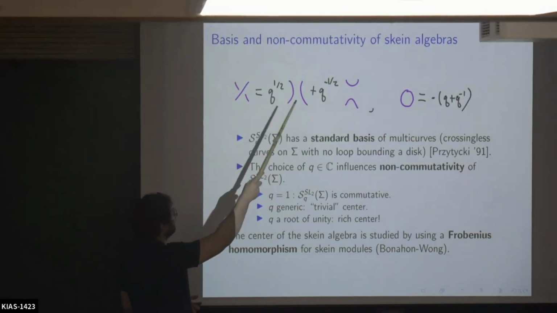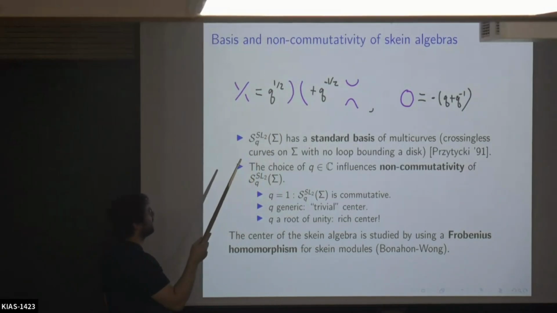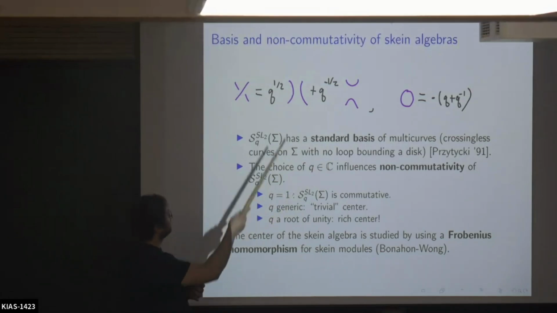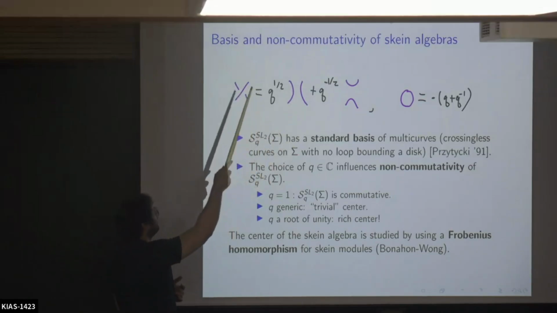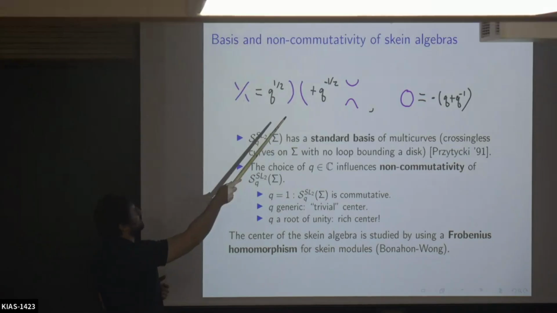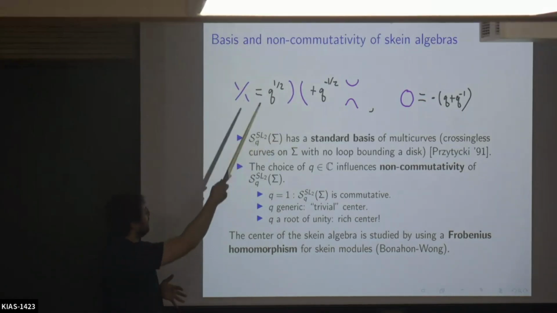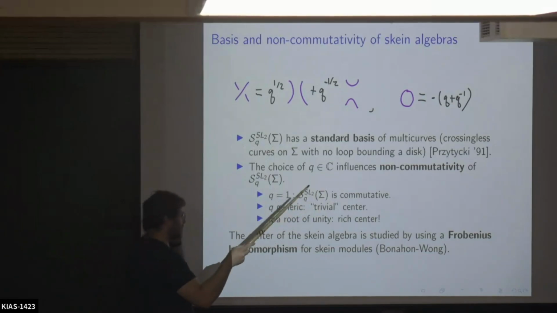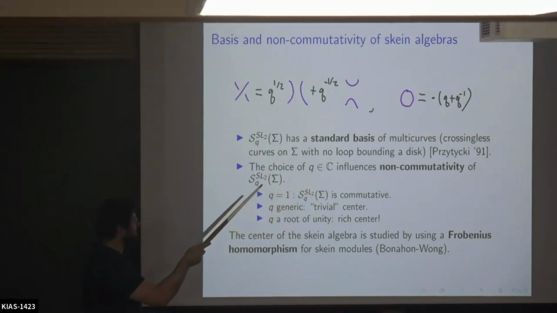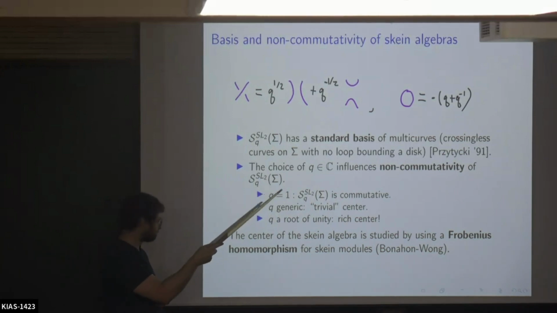And this parameter Q, we can choose that to be any invertible complex number. The choice of that is going to influence the algebraic structure. When you set Q equal to 1, then Q to the 1/2 is going to equal Q to the minus 1/2, so both these coefficients are the same. If you look at the other crossing, you would be switching Q to the 1/2 to Q to the minus 1/2. So if Q equals 1, then the overcrossing is equal to the undercrossing, and the product becomes commutative. It's just a commutative algebra in that case, and it's actually the same thing as the algebra of functions on the SL2C character variety.